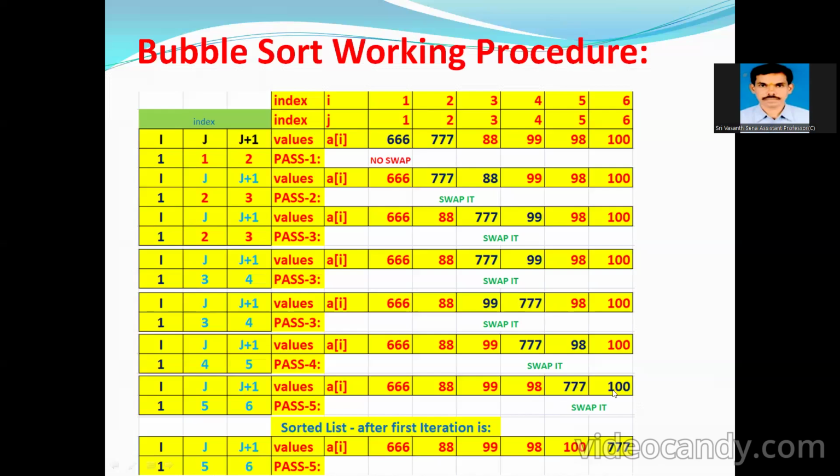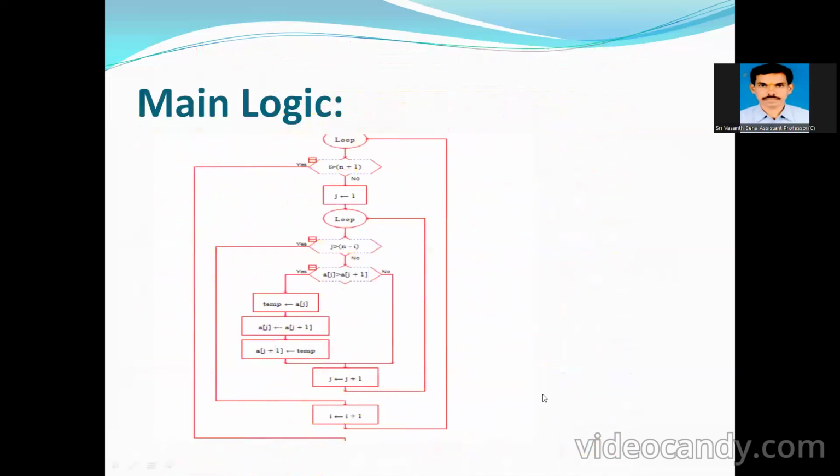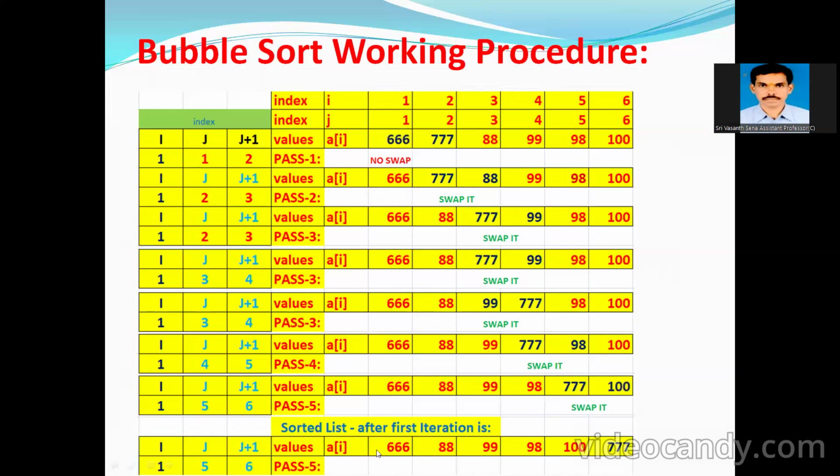So 777 and 100. Again, this 777 is greater than 100. Again, this swap is required. So after this first iteration, whatever the highest element, the biggest element goes to the last position. So next iteration onwards, we need to consider only these n minus 1 elements. No need to consider this last element.